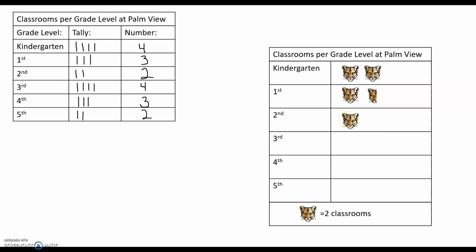Second grade, 1 panther equals 2. There's only 2 teachers, 2 classrooms. Third grade, we have 4, 2, 4. Fourth grade, again, 2 and half is 3. And then fifth grade, there's 2. So you're going to be using these steps today to analyze frequency tables and turn them into picture graphs on your own.